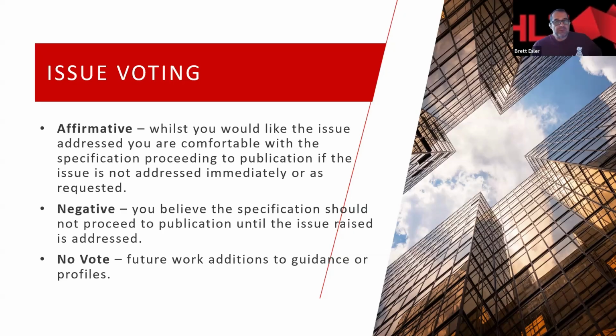And then you have the option of voting affirmative or negative on a particular issue. So affirmative votes on issues are something that you're comfortable the specification can proceed to be published. These are things that may not need to be addressed immediately. So you're happy enough to raise them as a thing you'd like changed, but you don't think it would change the fact that the ballot should be published. There's also a negative vote, on the other hand, where you believe the specification is not fit for purpose, and you need it dealt with and resolved before the specification is fit to go out.